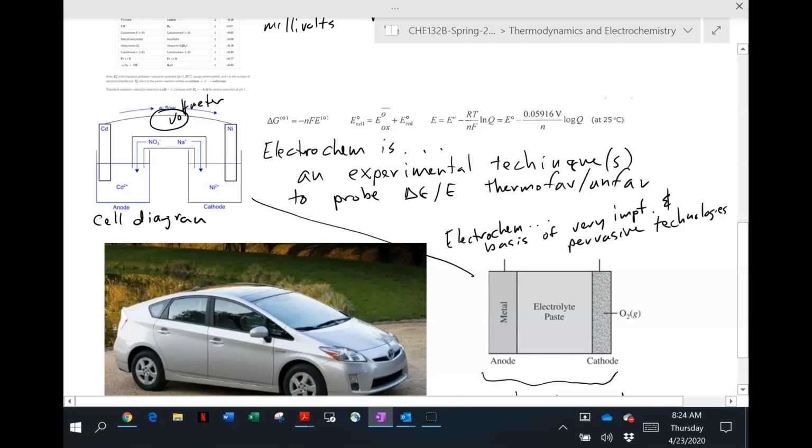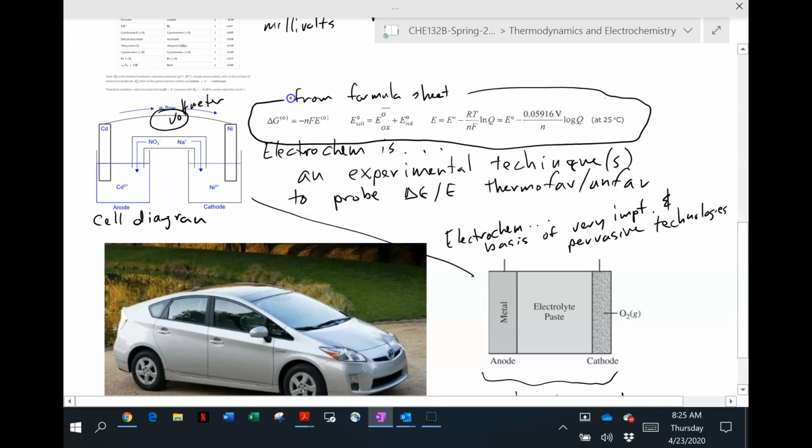So I've taken up here, these are from the formula sheet. These are the collection of equations that are there, and we'll talk about those more if we use those. But you can see here, this is an equation that converts electrochemistry potentials and delta G's to each other.